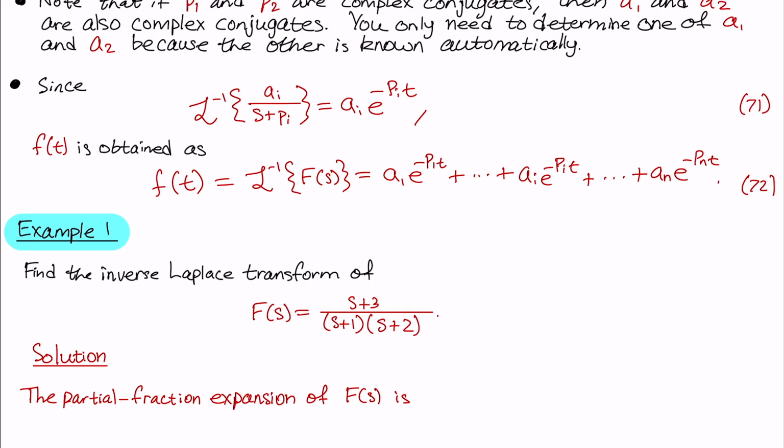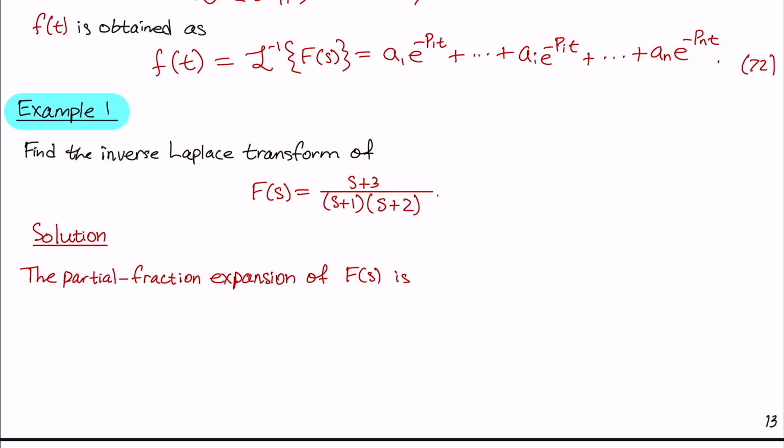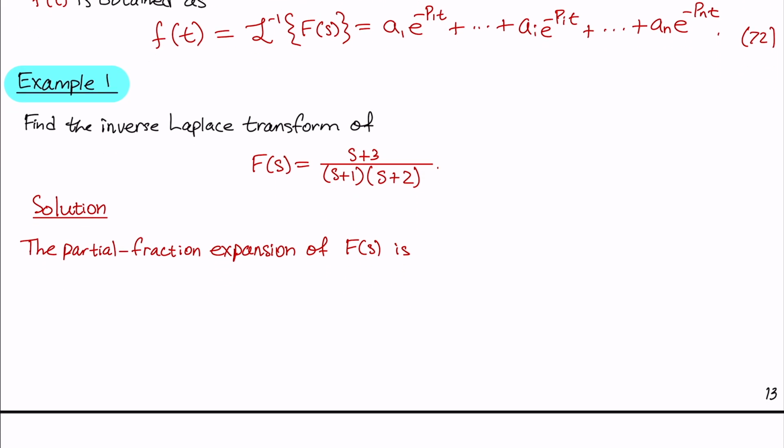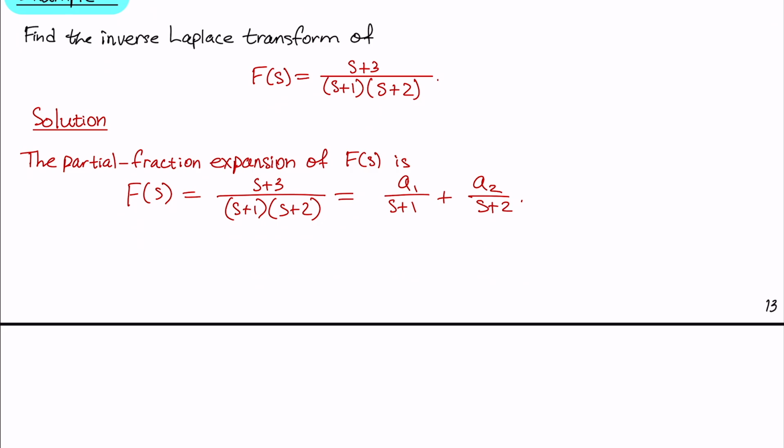And we're going to use the partial fraction decomposition method in order to solve this. In order to do that, we're going to write out our F(s) equal to the fraction (s + 3) divided by (s + 1) times (s + 2). This will be equal to a sum, A1 divided by (s + 1) plus A2 divided by (s + 2). From here, we're going to solve for A1 and then for A2.